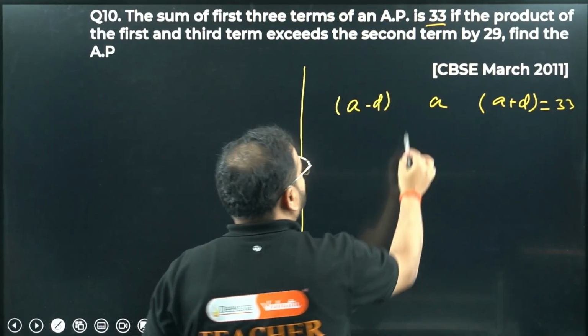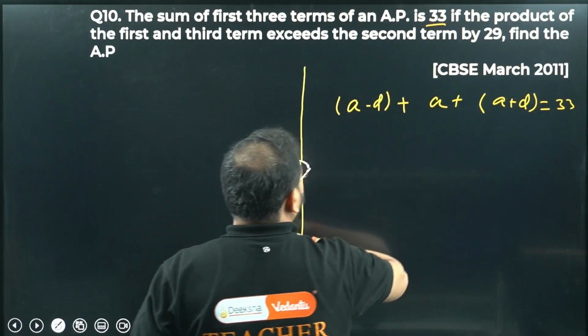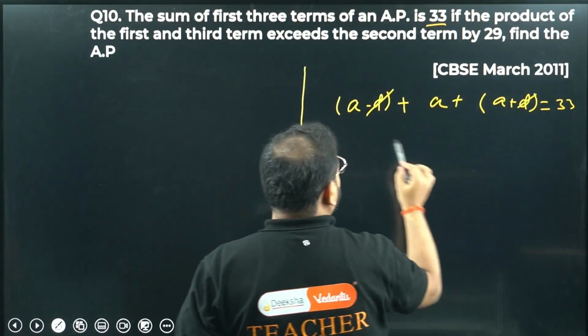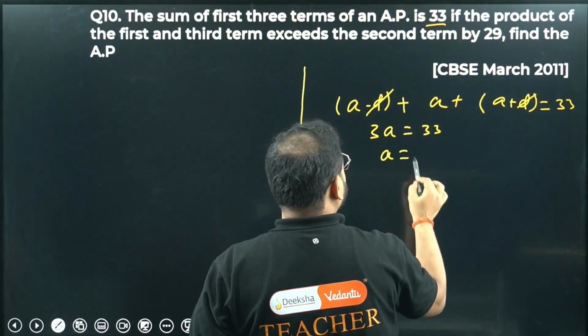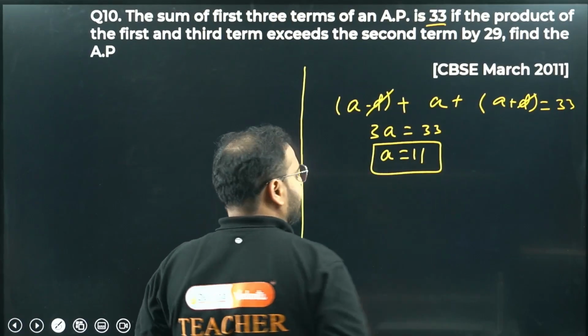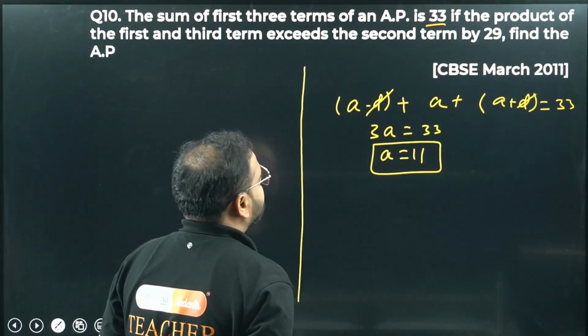Sum means adding them. d and d will cancel. I will end up with 3a equals 33. So a is what? 11. a is 11. Great. Now a, you know.